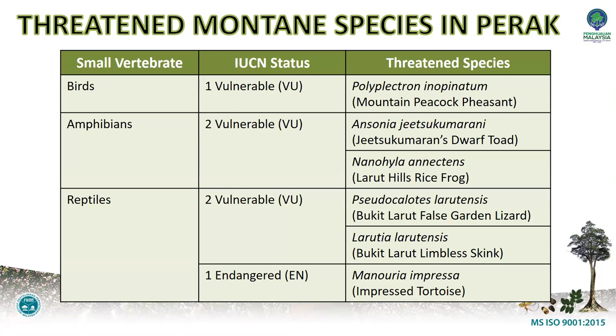Threatened mountain species in Perak. Total ada 6 threatened mountain species in Perak, di mana 1 species endangered dan 5 lagi species adalah vulnerable. Bagaimana kita boleh lihat, tiada mammal yang classified as threatened mountain species. Yang ada bird, amphibians dan reptile, di mana 1 species bird iaitu Polyplectron inopinatum, mountain peacock pheasant, 2 species amphibia, Ansonia jitsukumarani, jitsukumaran dwarf toad, dan Nanohyla annectens, larut hill rice frog. Reptile ada 3 species, 2 vulnerable dan 1 endangered.